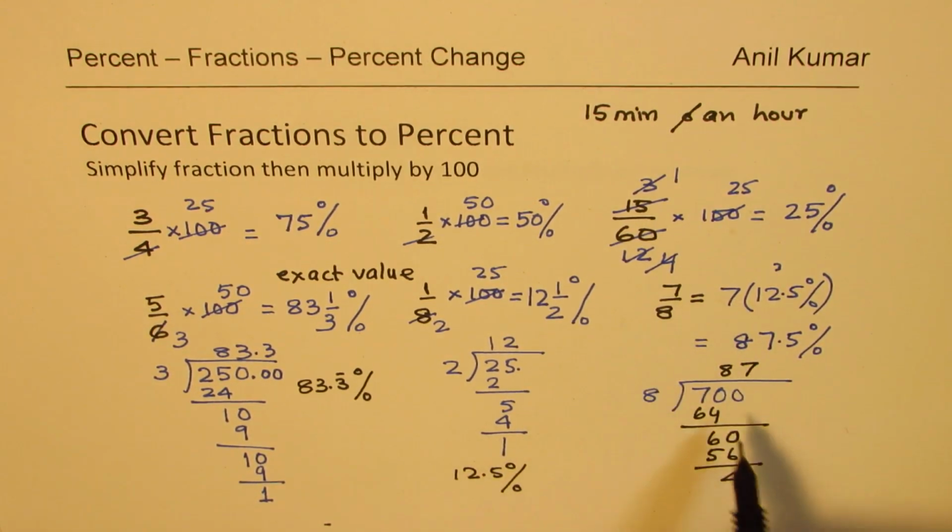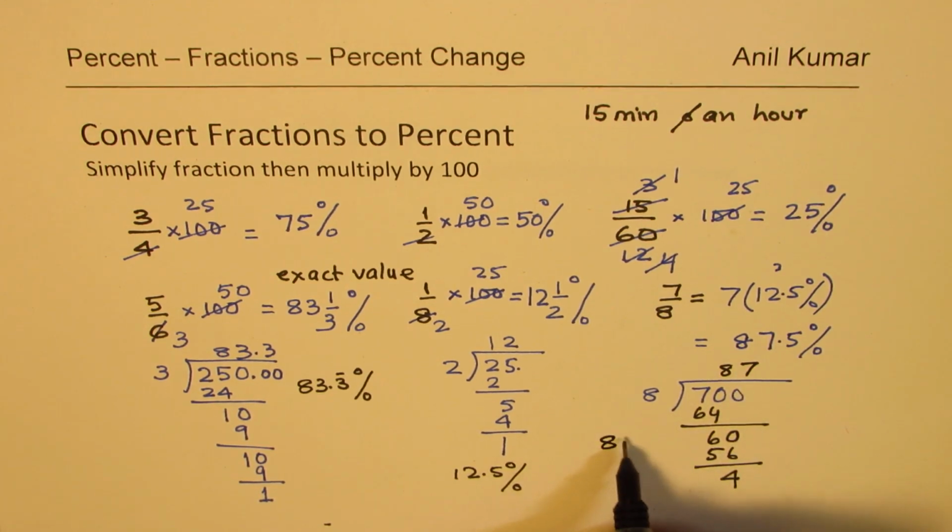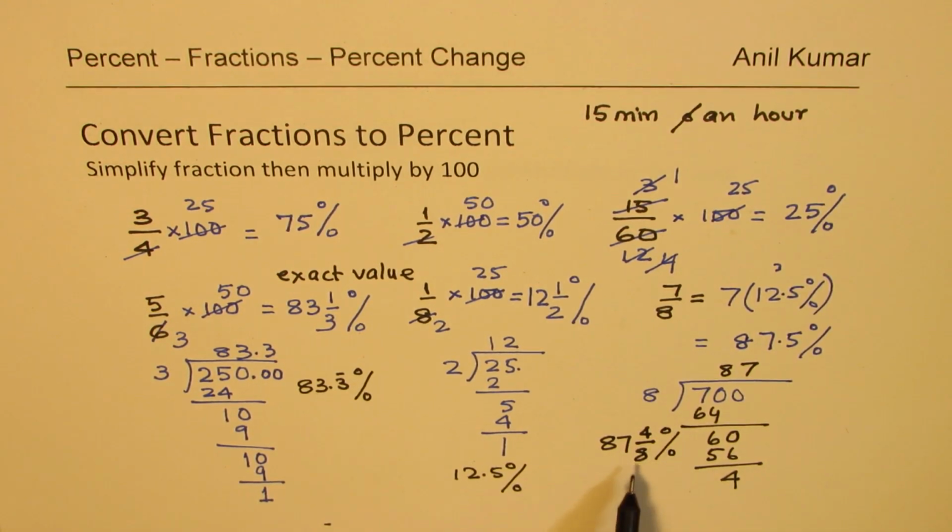You could write this as 87. This is the whole, 87. 4 is the remainder, 4 over 8 as percent. Now, this is 87, 4 over 8. I could simplify this and write this as 87.5%. Does it make sense to you?